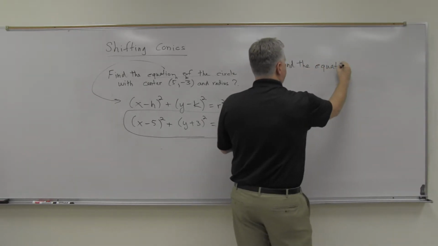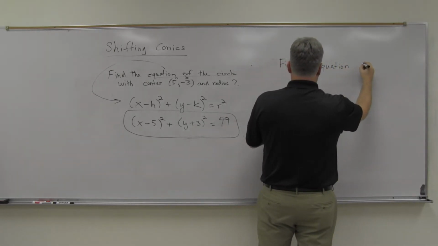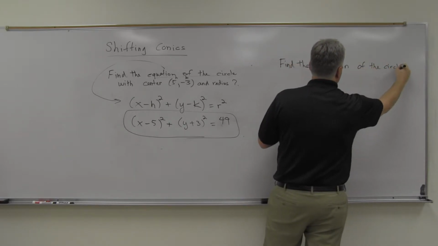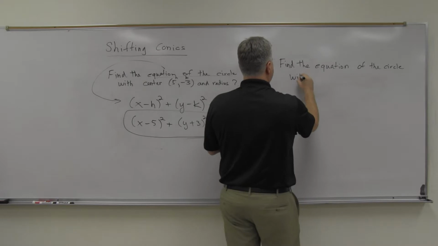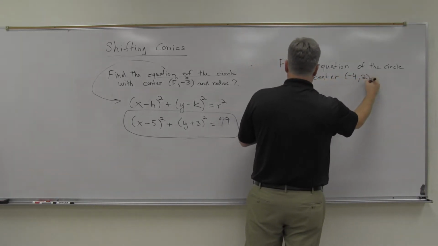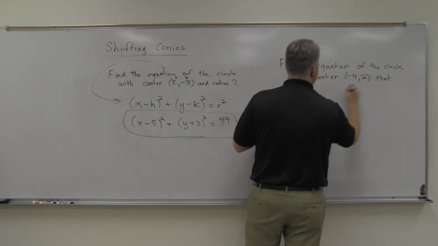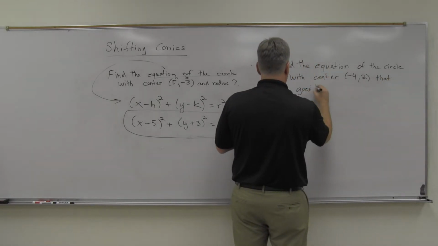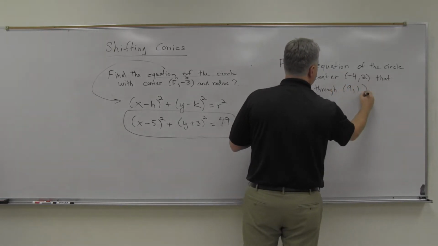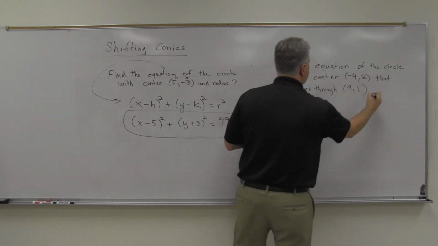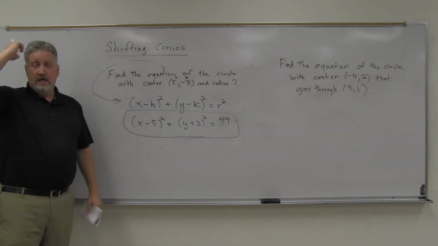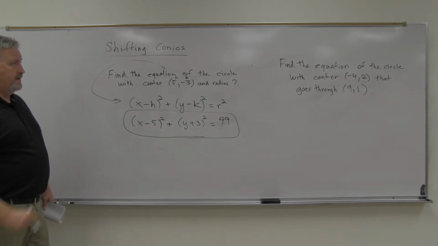Now, take it one step further. Find the equation of the circle with center -4, 2 that goes through 9, 1. Find the equation of the circle with center -4, 2 that goes through 9, 1.